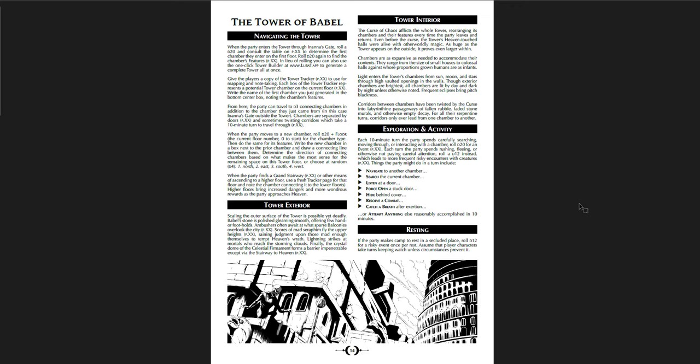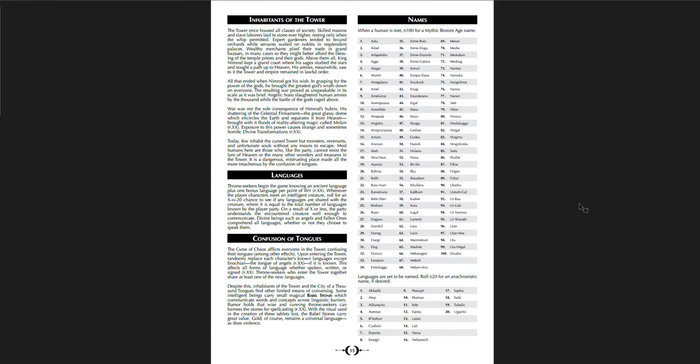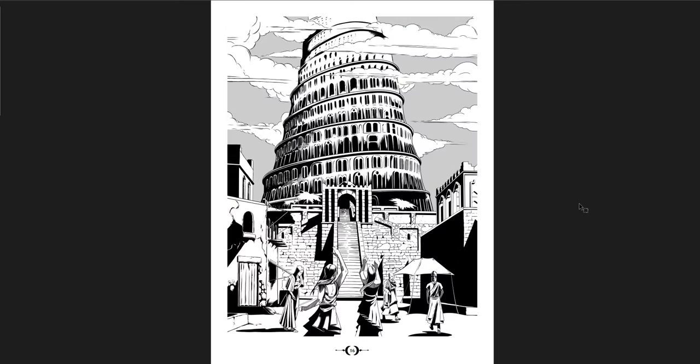And then you get the Tower of Babel itself: how to navigate it, the tower exterior, tower interior, exploration activity, and resting in it. The inhabitants of the tower, languages, what you might run into with how the confusion of tongues works, and then the names of all of those people. And if you want an anachronistic name, you certainly can get one. Here are the people worshipping the tower outside.